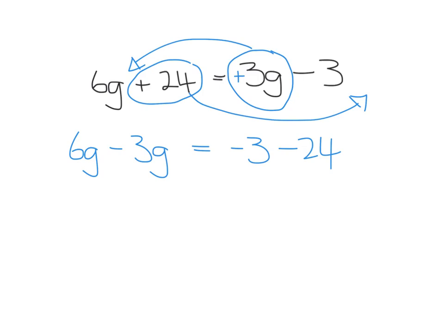Writing that line out again, 6g minus 3g is 3g. Minus 3, take away 24, is minus 27. So g must be minus 9.